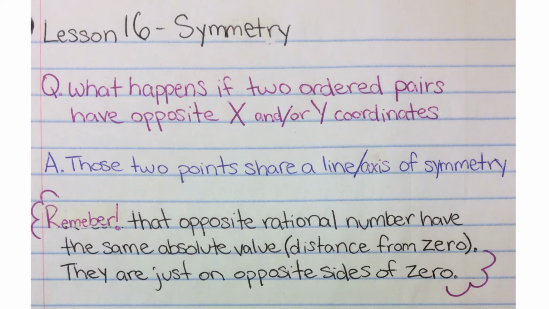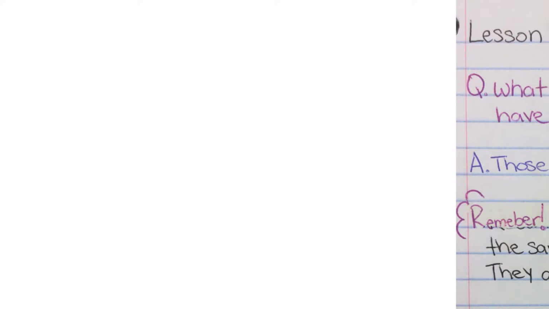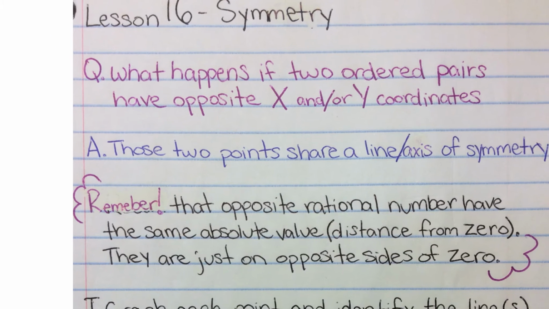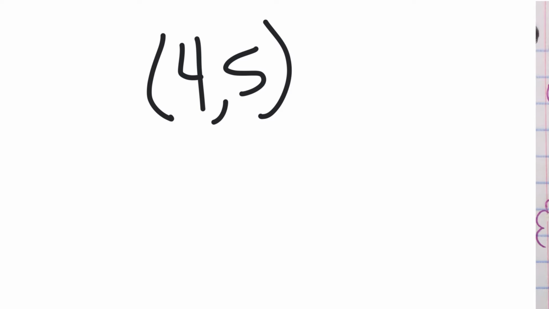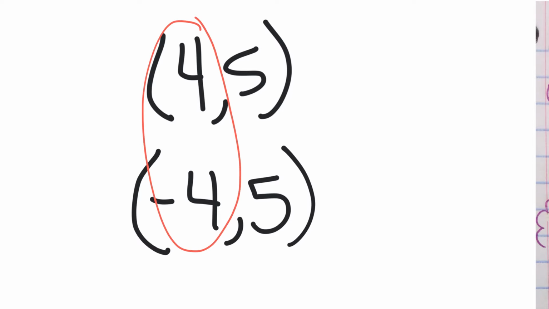To give you an example, let's start with 4, 5 as an ordered pair. The question asks, what if those ordered pairs have opposite x and or y coordinates? So we have 4, 5. What if one of the other ordered pairs was the opposite of the original? If you notice here, the x coordinates are opposites. You have 4 and -4, which are opposites. We want to know, what does that mean on the graph? What do we know is going to happen?